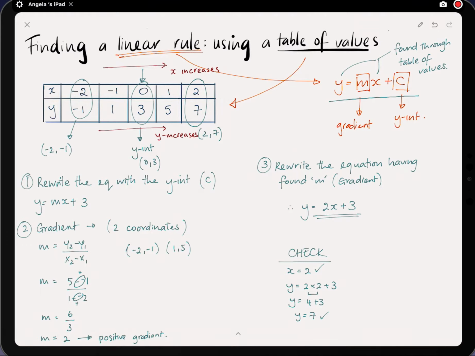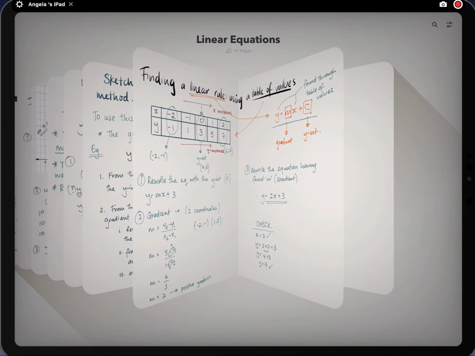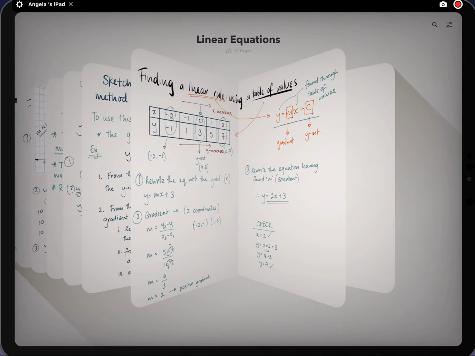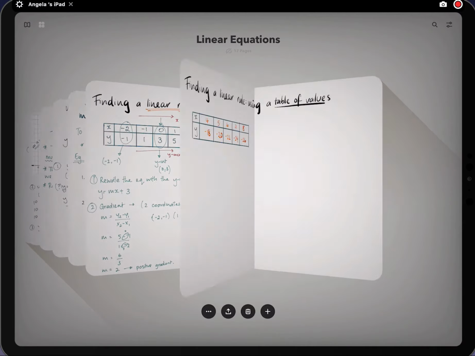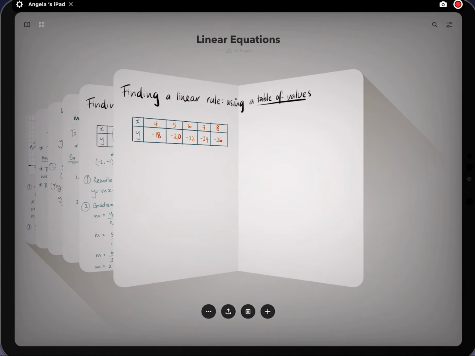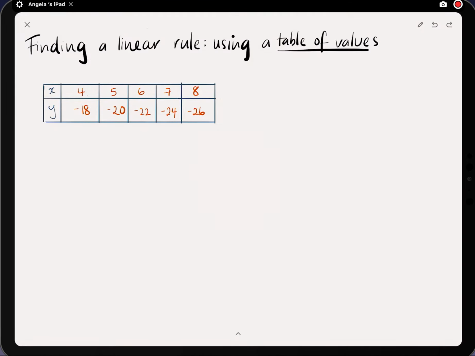So let's move on to a bit more of a complicated question, again using the table of values. So here, what we can see is that we haven't actually been given any intercept that we can notice. What we do see is that x is increasing, but notice that as x is increasing, y is actually decreasing, right? Because remember, negative 26 is much smaller than negative 20.